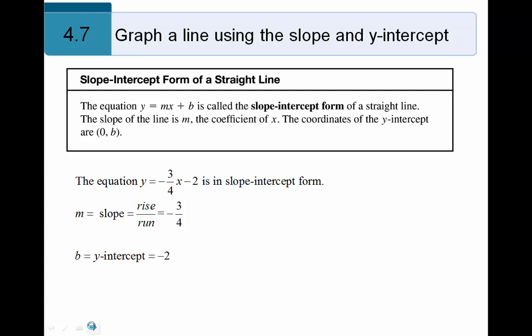The equation y equals mx plus b is called the slope-intercept form of a straight line. The slope of the line is m, the coefficient of x. So the coefficient of x, this m here, that's the slope of the line. And then this b, that's going to be where it crosses the y-axis, your y-intercept. So using your y-intercept and your slope, you can graph your line. So that's what we're going to do now.